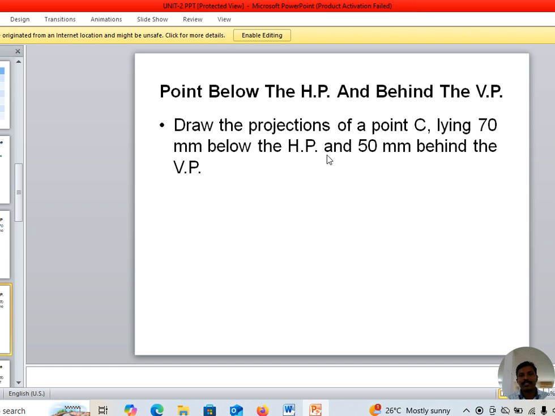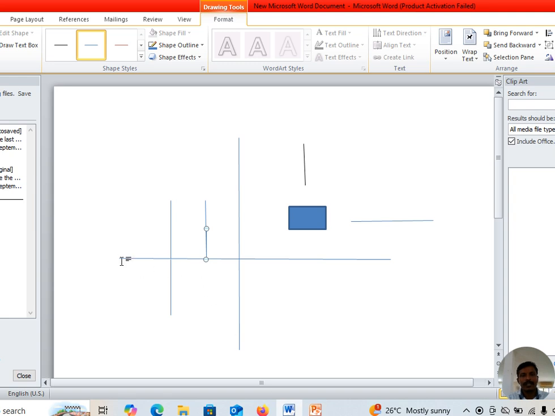Below the HP, 70 mm below the HP and 50 mm behind the VP. Behind means the upward direction, and below means the downward direction. So here I am drawing 70 mm below the HP, and 50 mm behind means the upward direction, 50 mm above the HP.